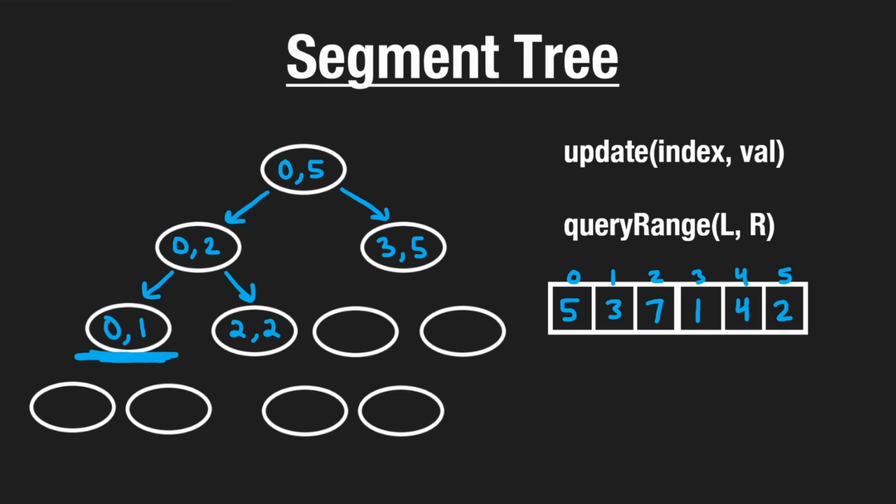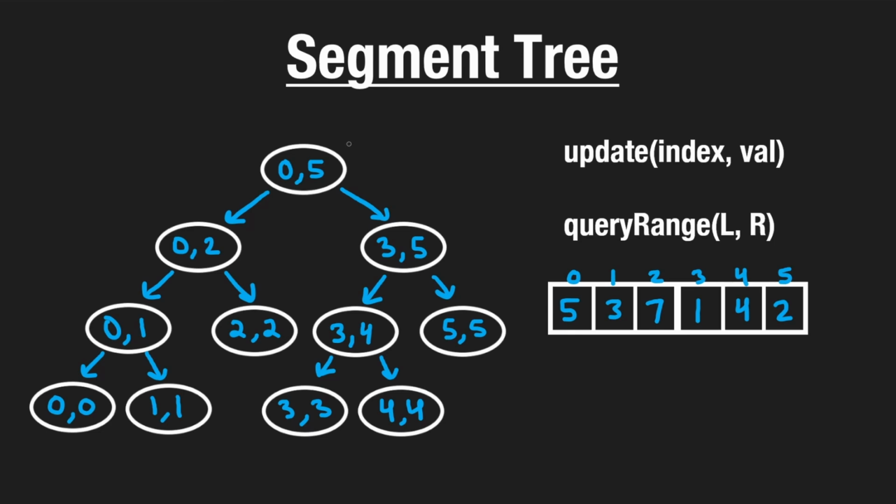And for this node, it can be broken up one more time. The left child would be from 0 to 0. The right child would be from 1 to 1. And quickly, let's do the same on this side. Left child would be from 3 to 4, and right child would be from 5 to 5. We found another base case, and this one can be split one more time to 3, 3, and 4, 4.